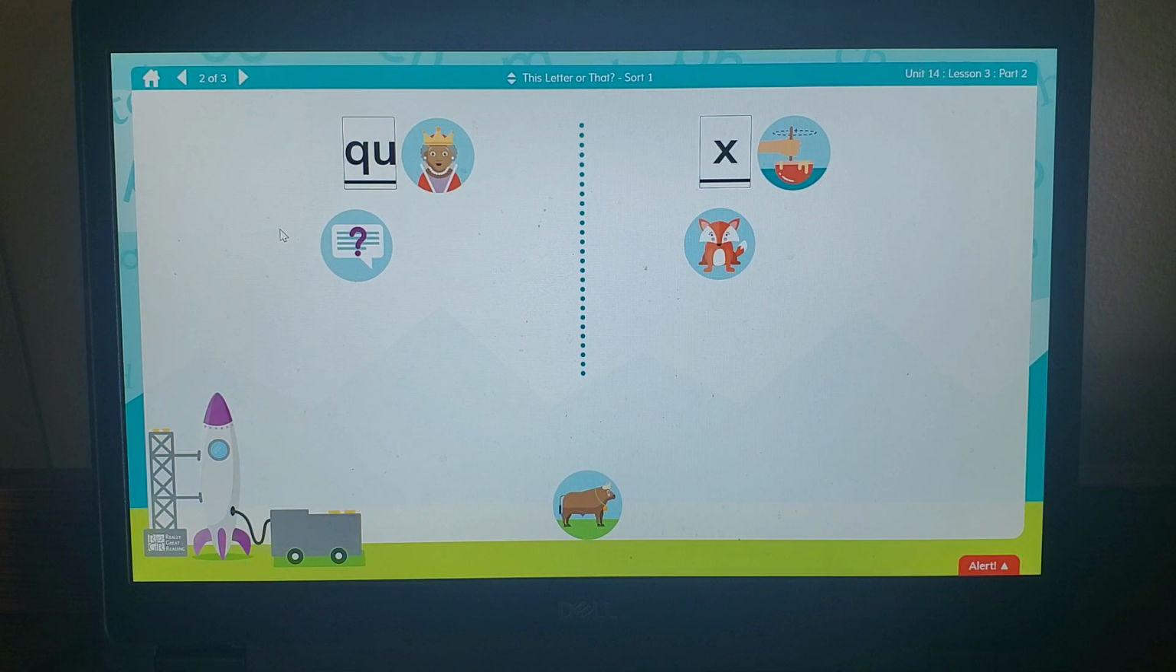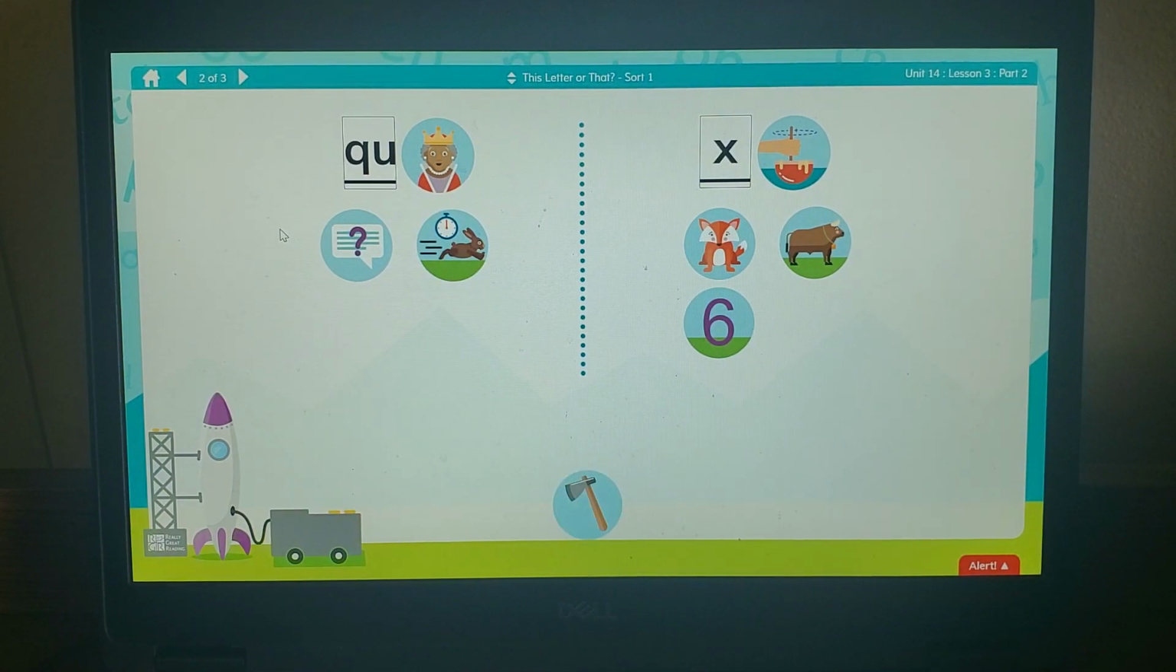Next we have ox. What sound do you hear in ox? Do you hear qua or x in ox? Ox is correct. Next we have 6. What sound do you hear in 6? Do you hear qua or x in 6? 6 is correct. Next we have quick. What sound do you hear in quick? Do you hear qua or x in quick? Qua is correct.